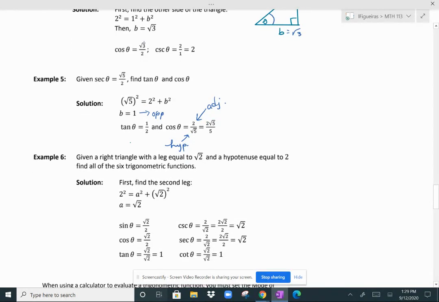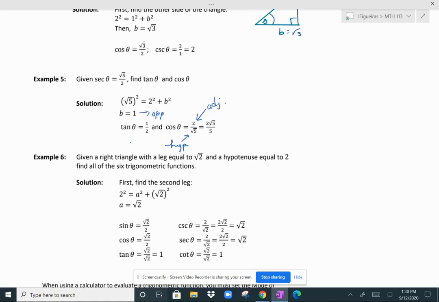Given a right triangle with a leg equal to root 2 and a hypotenuse equal to 2, find all 6 of the trigonometric functions. All right, so you're told what the hypotenuse is, and you're told that one of the legs is root 2. So when you solve this, you get that A, the other leg, is also root 2, which basically means you have 2 legs with the same value, which means it's isosceles. Nevertheless, it is still a right triangle, so all the relationships still exist.